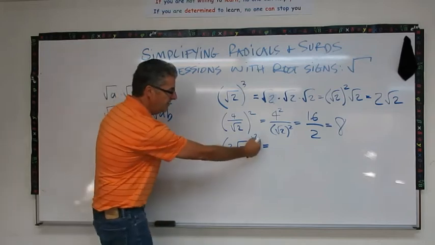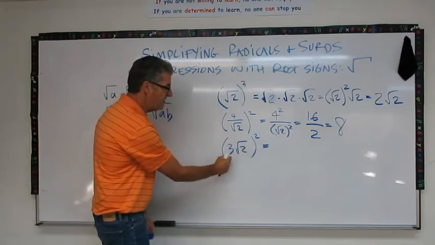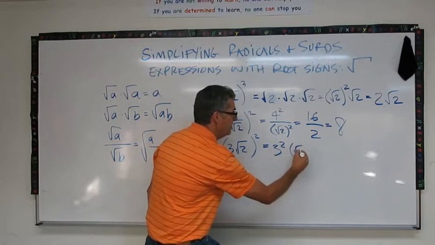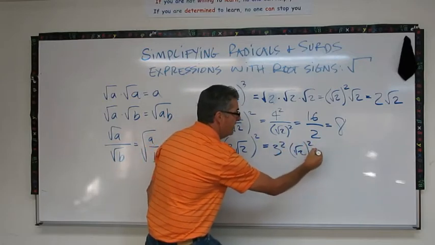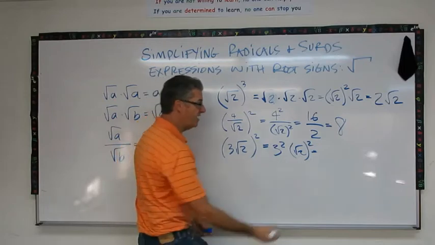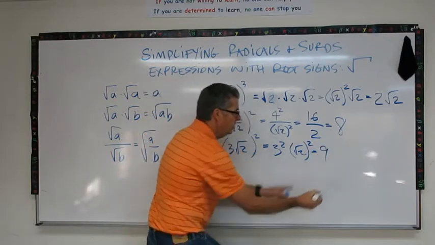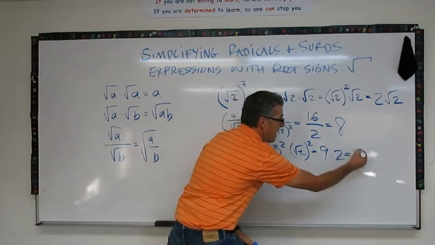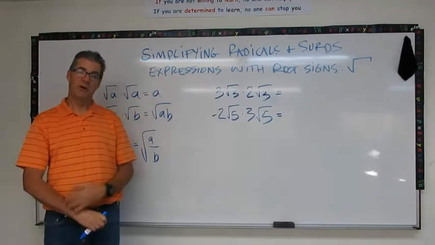Okay, now this one, the exponent is going to get distributed on the root 2 and on the 3. So that's going to be 3 squared times root 2 squared. 3 squared, we do that all day. That's 9. Root 2 squared is just 2, so that's 9 times 2. So that one is 18. Okay, let's do a few more.